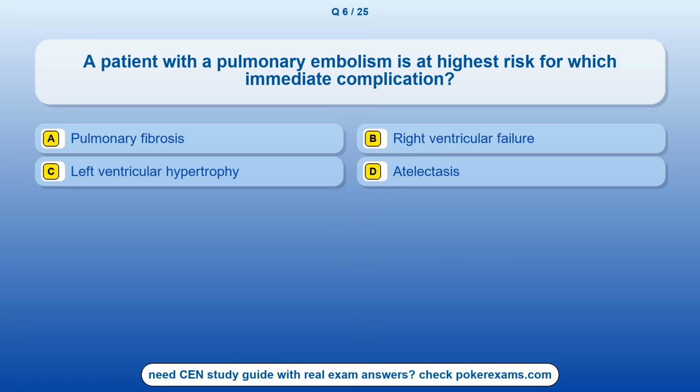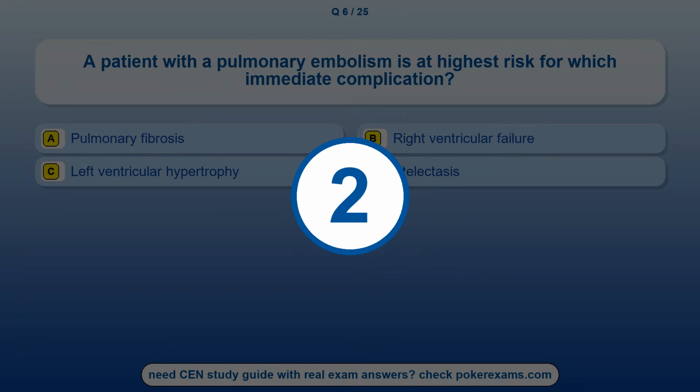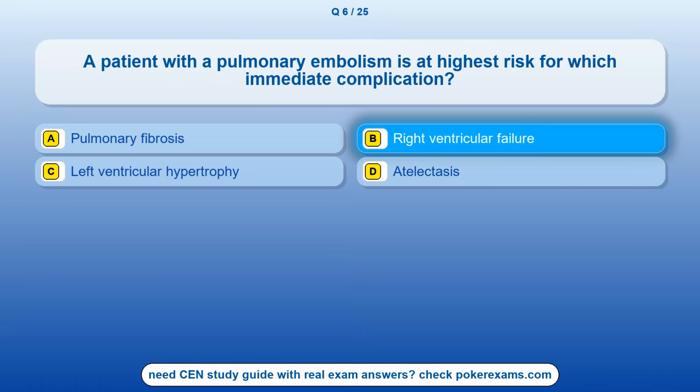Question 6. A patient with a pulmonary embolism is at highest risk for which immediate complication? Option A, pulmonary fibrosis. Option B, right ventricular failure. Option C, left ventricular hypertrophy. Option D, atelectasis. The correct answer is option B, right ventricular failure.